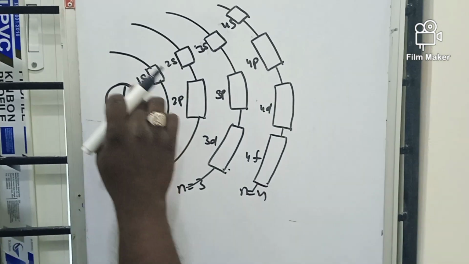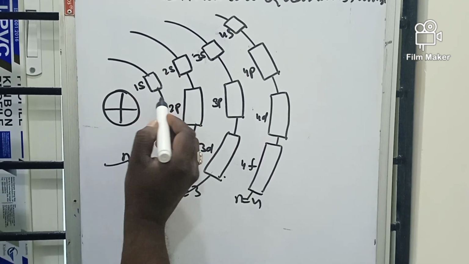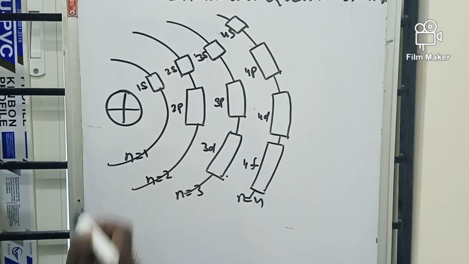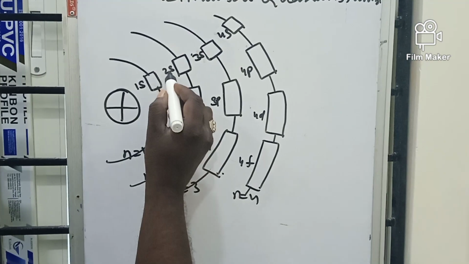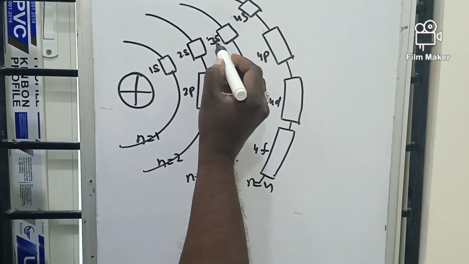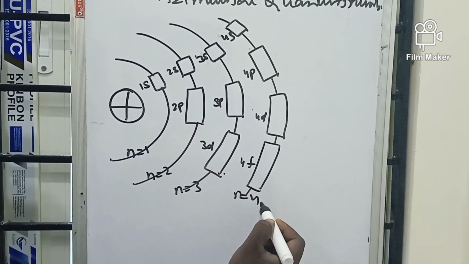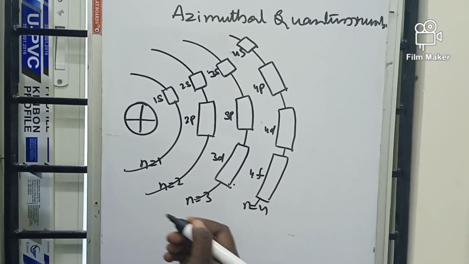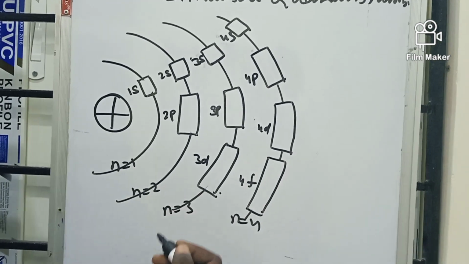So each stationary orbit is divided into some substationary levels, like this. In the first orbit, n equal to 1, only one sublevel is there, that is 1s. In the second orbit, n equal to 2, two sublevels, 2s and 2p. In the third orbit, three sublevels. In the fourth orbit, four sublevels. So the nth orbit has n sublevels, or subenergy levels, or suborbits. So let us discuss one by one.